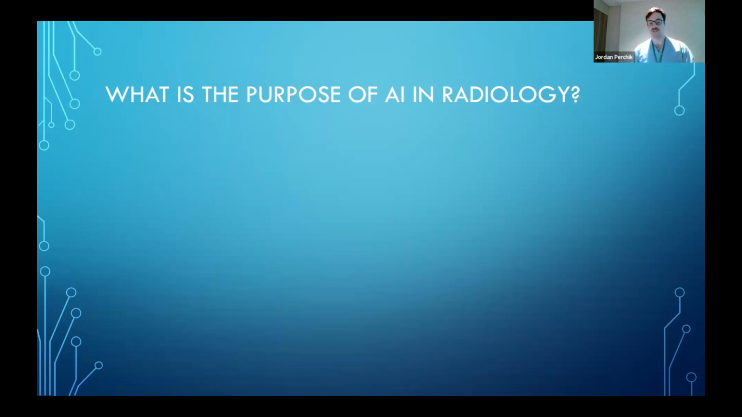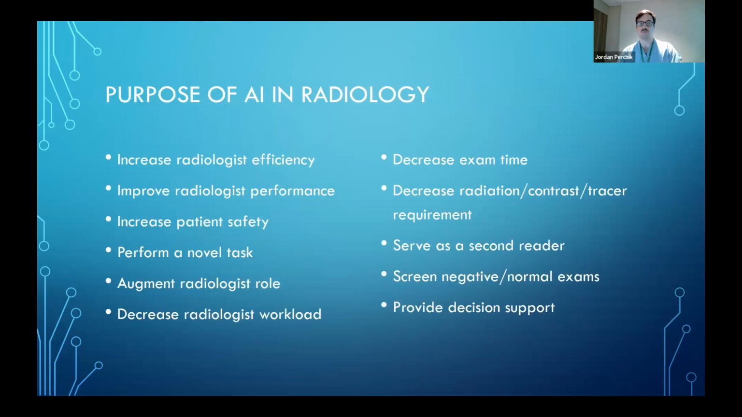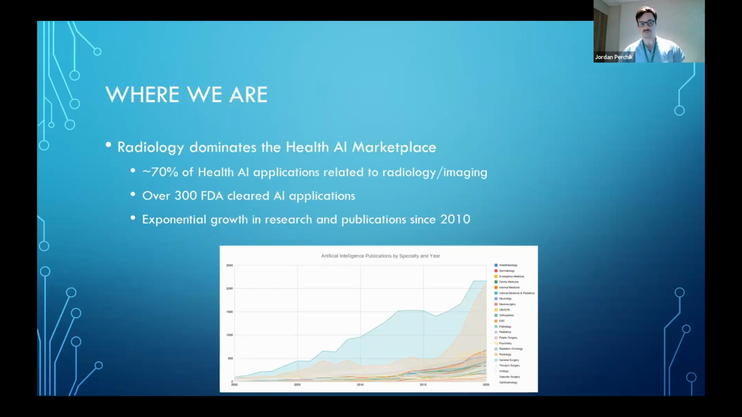safer, more efficient. And so, just overall, the different ways that AI can be implemented, it can increase our efficiency, it can improve our performance and accuracy, we can implement it for patient safety tasks. This can augment our role. It can allow us to do new things that we've not been able to do, move beyond the capability of the human eye to be able to interpret images in a new way. It can provide quality and safety roles, serve as a second reader. It can help us in our decision process.